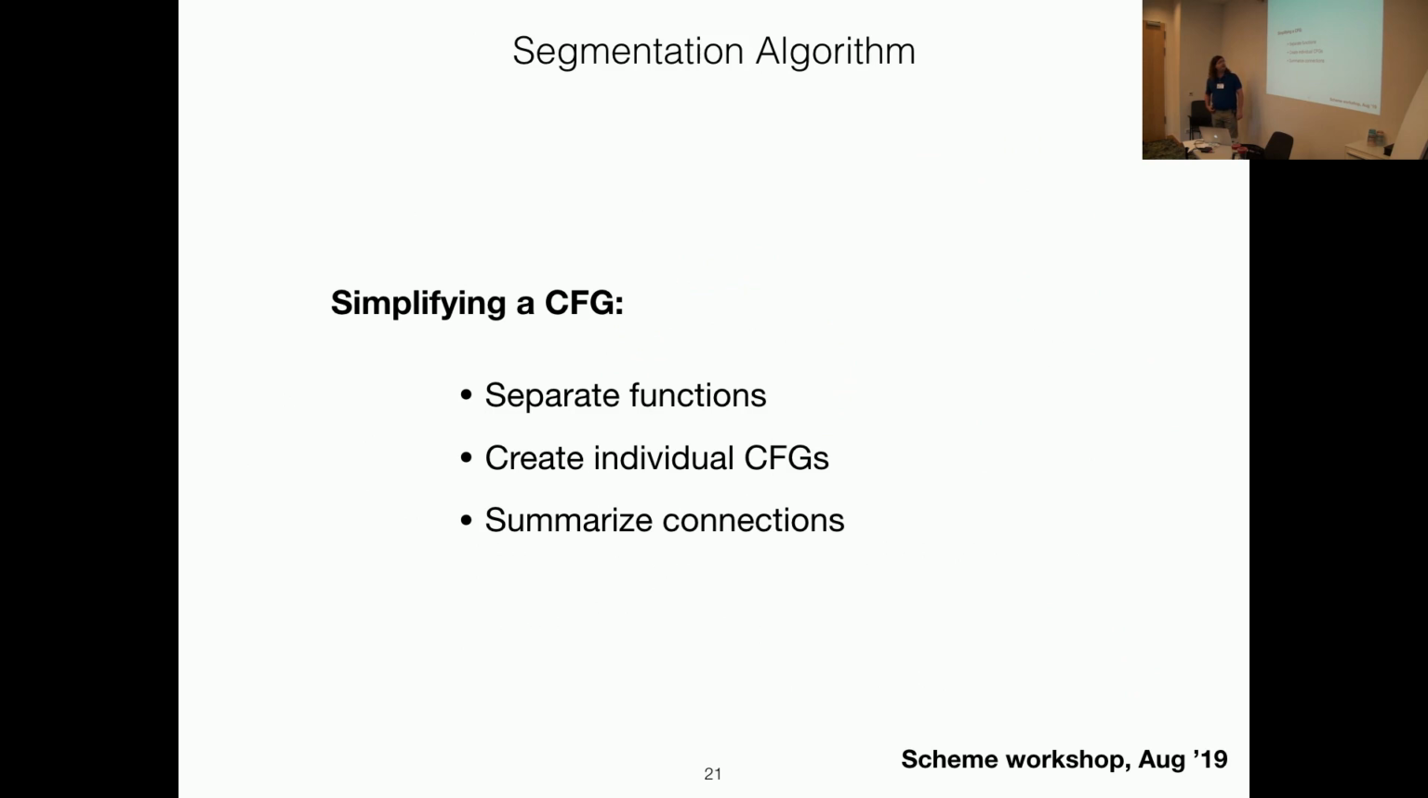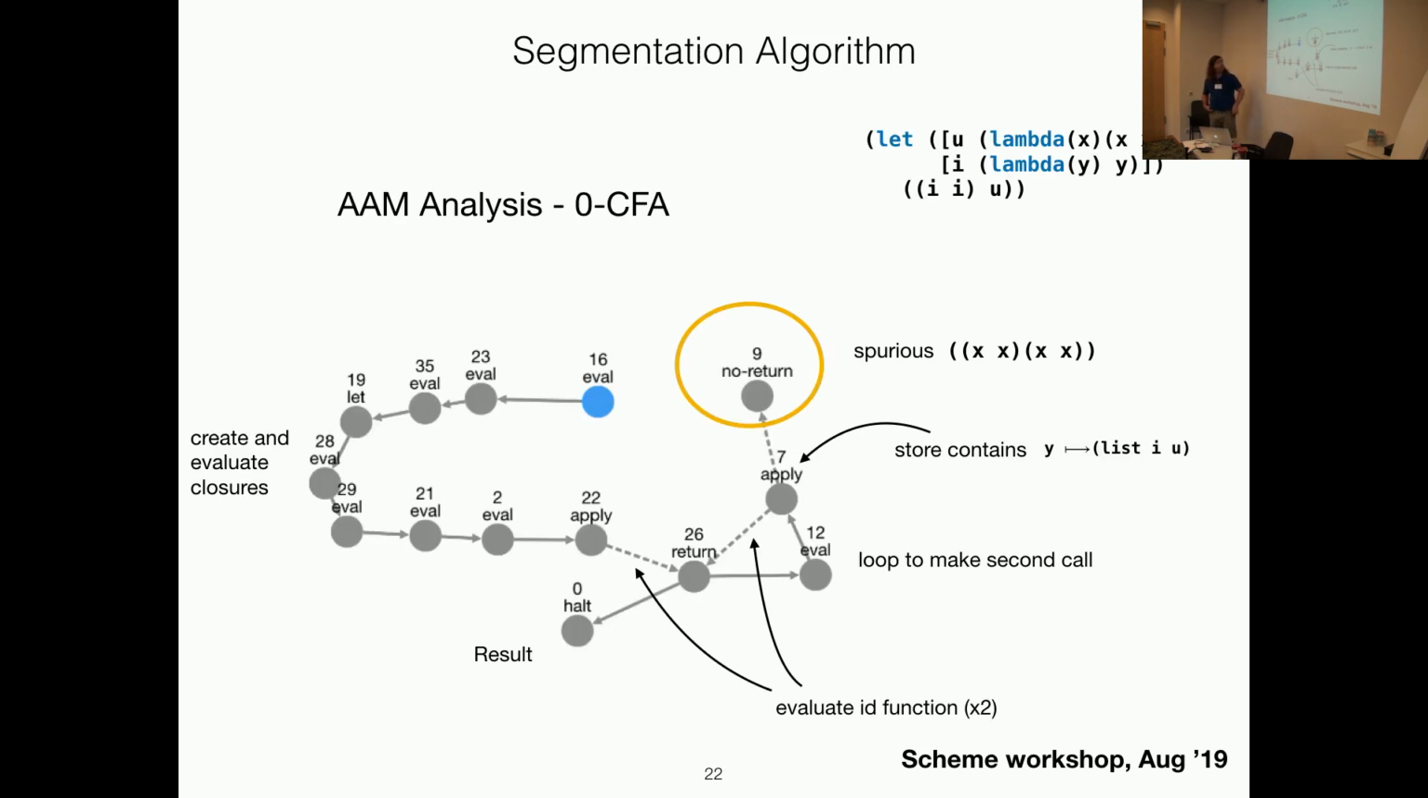And so what we've created is this segmentation algorithm. We want to separate and evaluate only a function at a time in the visualization. So we're going to create individual CFGs for the functions, and then have a way to summarize the connections. When we complete that algorithm on this, what we get is a little bit less here, and this should be easier to understand. When we had the spurious x applied to x, there's just a single node that says we're never going to return. We've replaced all of that with a dotted arrow here.